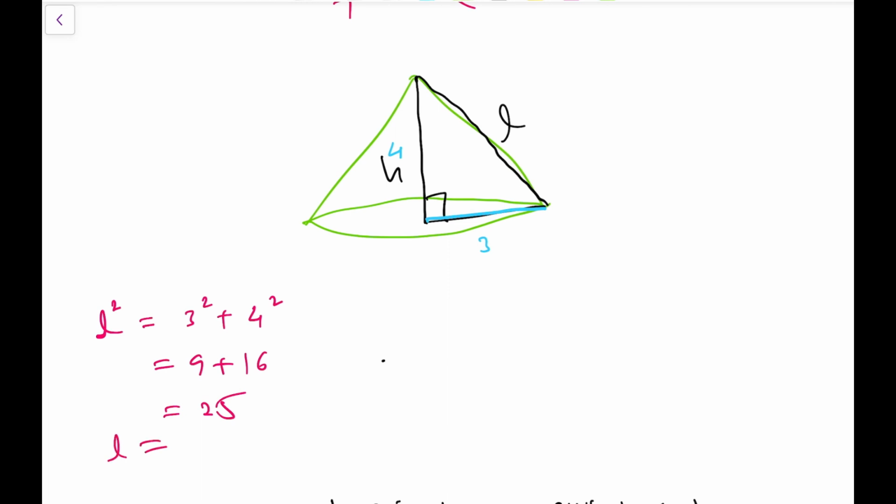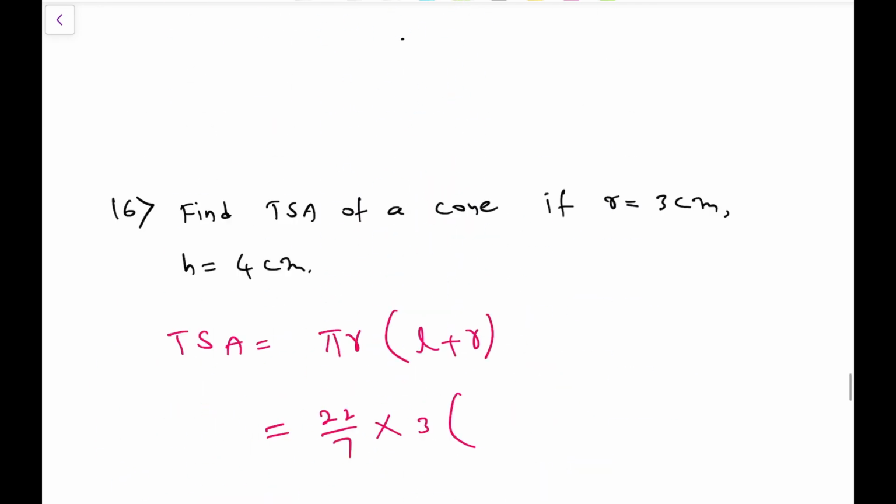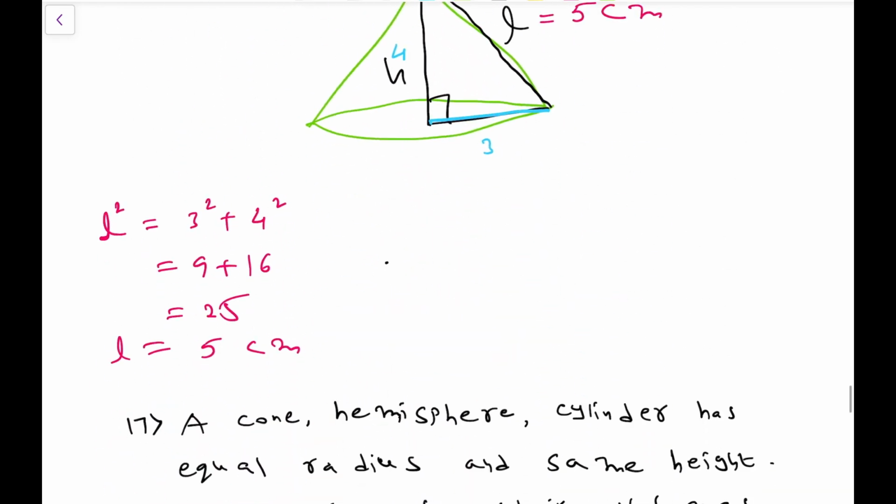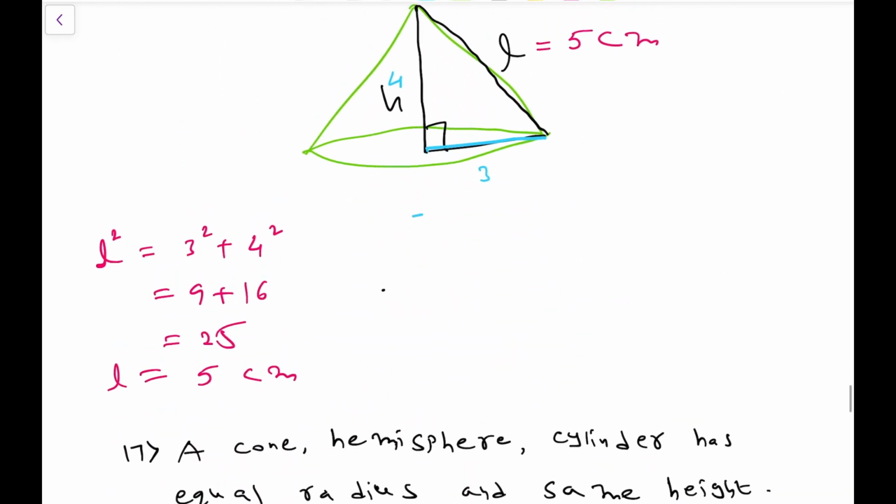So L value will be, which number square is 25? It is 5. So 5 centimeters. Slant height we got as 5 centimeter. Then what is being asked in the question to find out? Total surface area. So total surface area of a cone is pi r into L plus r. That is equal to pi value 22/7 into radius 3 into slant height 5 plus radius 3.